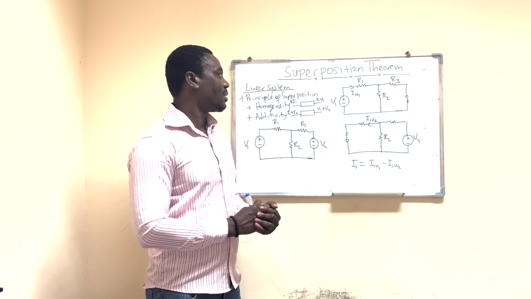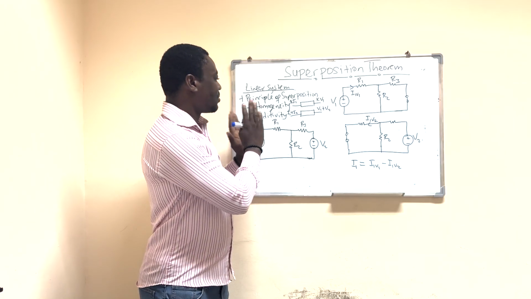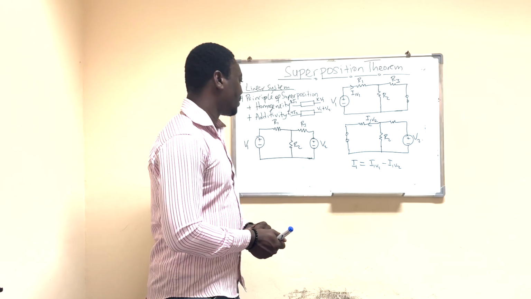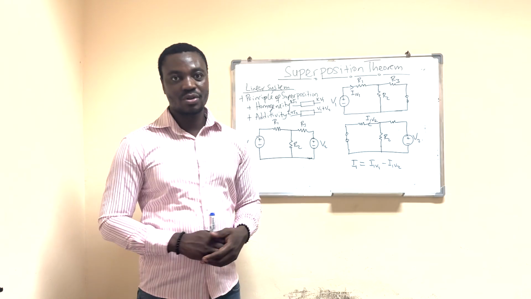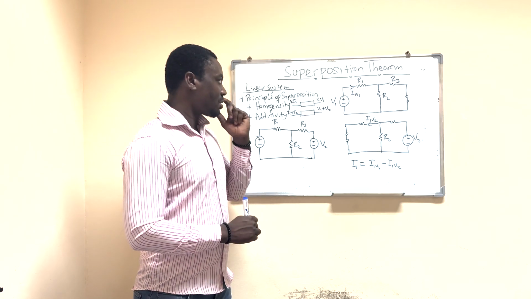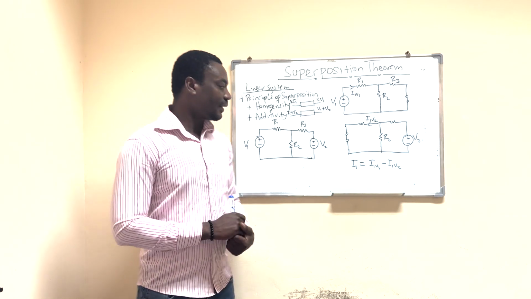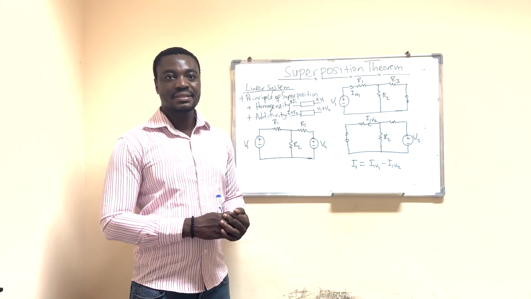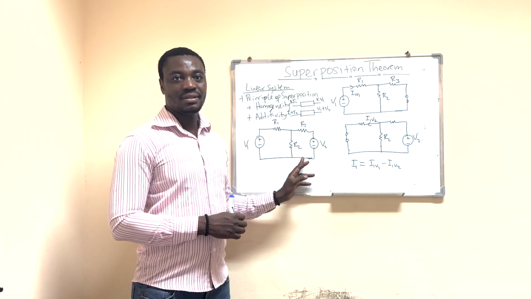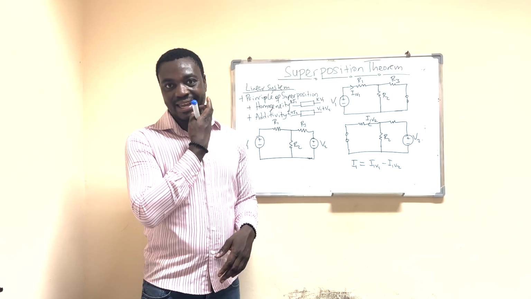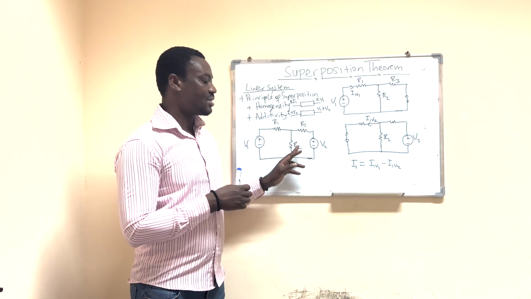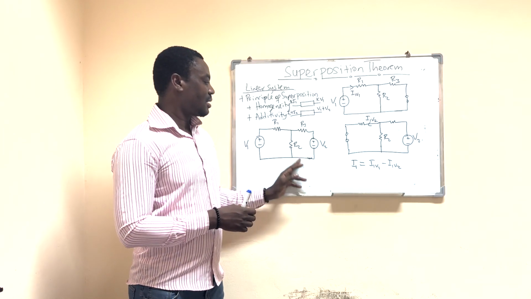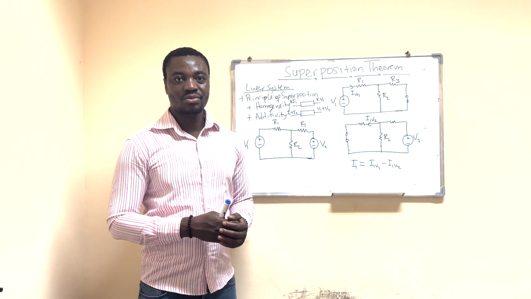Now, after knowing all these properties, homogeneity and additivity, we can go ahead and focus more on the theorem, right? Superposition simply says that the current or voltage across an element in a circuit diagram is the algebraic sum of the current or the voltage across that element due to each independent source acting alone, right?